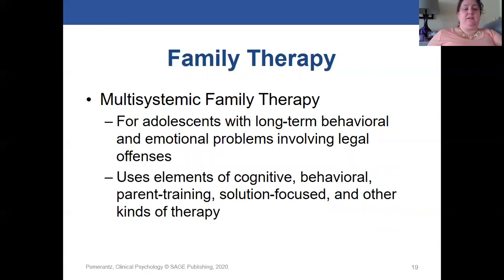Multi-systemic family therapy, they use for adolescents with long-term behavioral or emotional problems, often involving legal offenses. And it uses elements from a lot of different types of therapy. I like that they mentioned parent training here because they don't really anywhere else. Parent training is one of the best empirically supported therapies for things. So you essentially just educate parents. How do you parent a child who has this specific problem, for example? A lot of the cognitive or other empirically supported family-based therapies are this. We essentially are training the parents how to parent this child, and the focus is less on the kiddo.